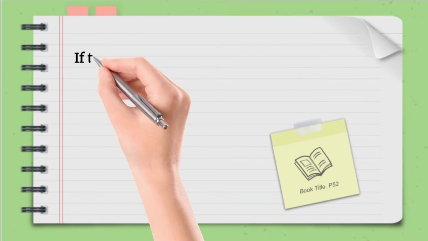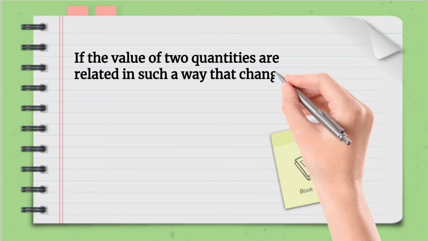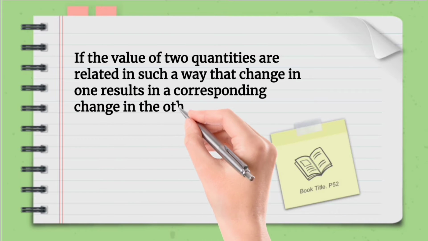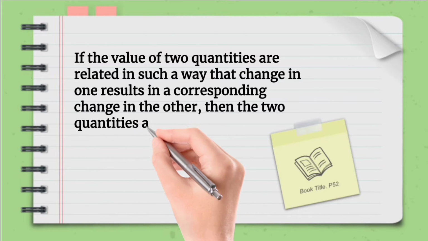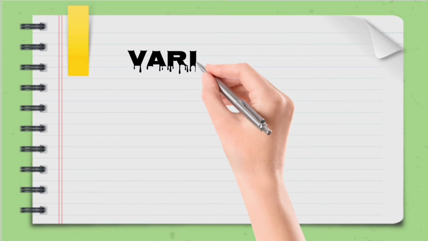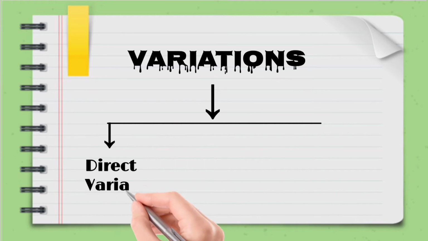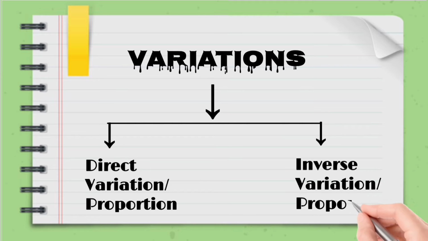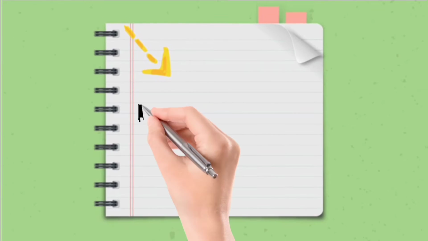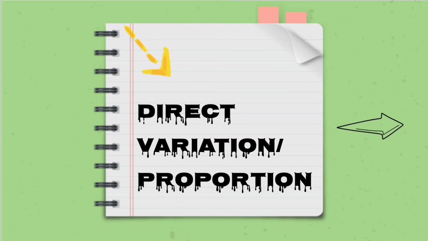So, if the value of two quantities are related in such a way that change in one results in a corresponding change in the other, then the two quantities are said to be in variation. There are two types of variations in mathematics, that is, direct variation and inverse variation. And today in this session we will discuss about direct variation, or we can say direct proportion.